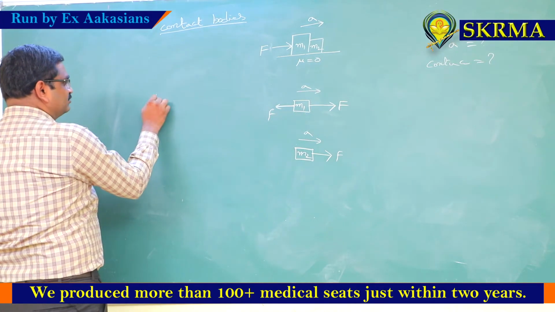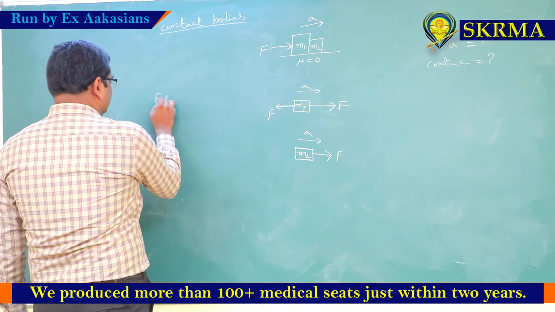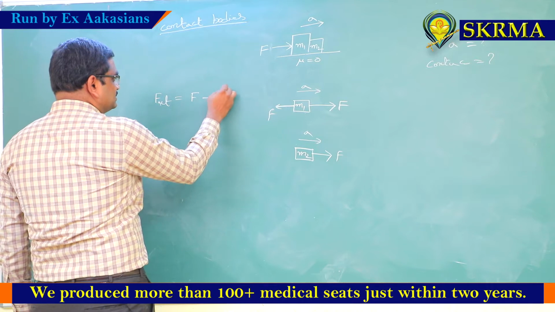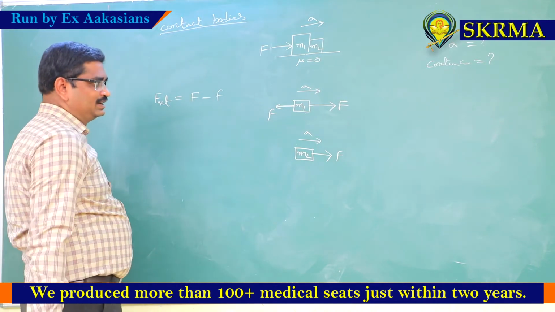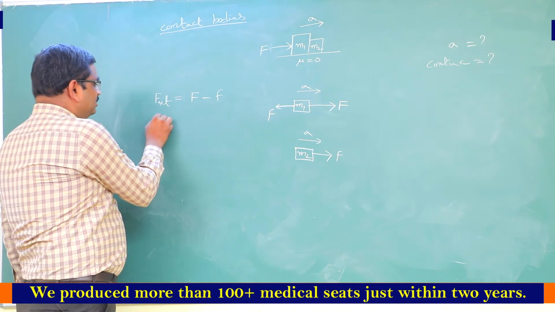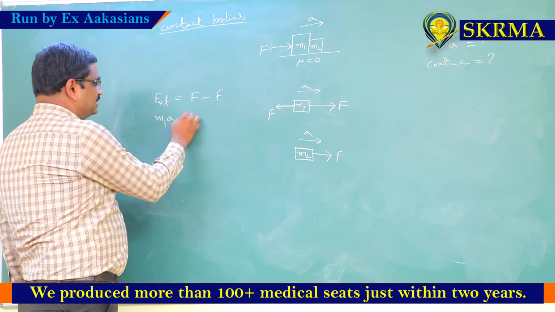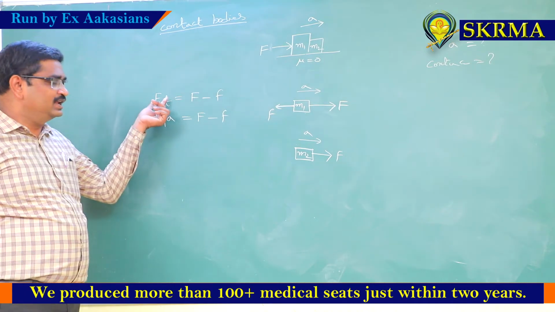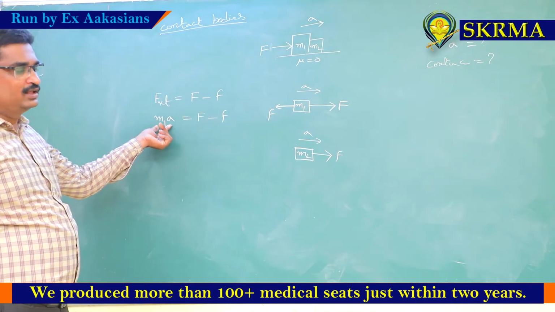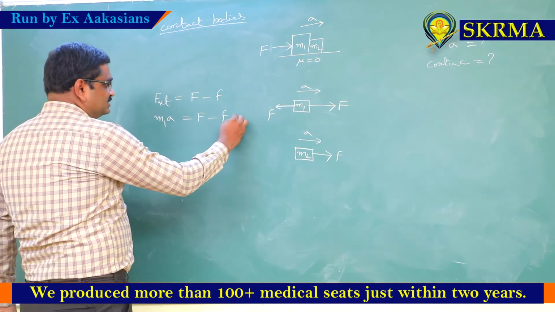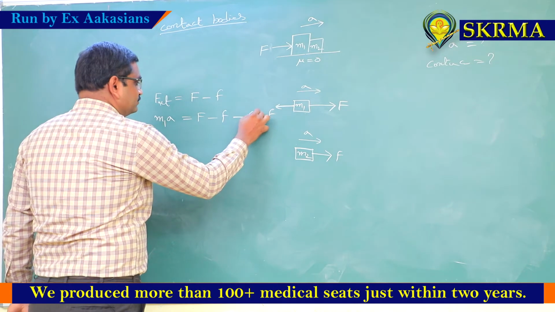For this diagram, net force is F net equal to capital F minus small f. From Newton's second law, net force is mass into acceleration. Just substituting F net as M1 into A, so M1 A equals F minus f. Let it be equation number 1.